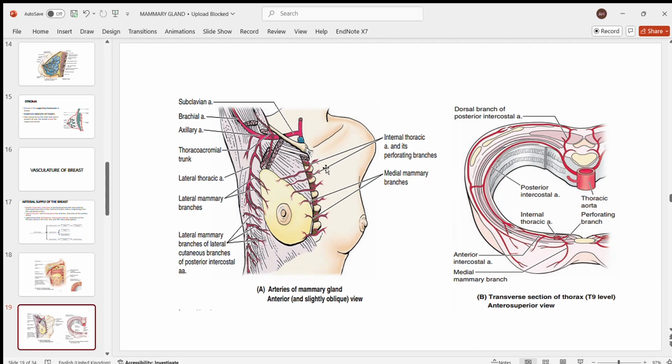In this picture, we can again see this is axillary artery coming from the subclavian. It gives off superior thoracic, acromiothoracic, and lateral thoracic artery. Then these are the medial mammary branches of internal thoracic artery, and these are the lateral mammary branches of the posterior intercostal arteries. These three arteries are supplying the breast.